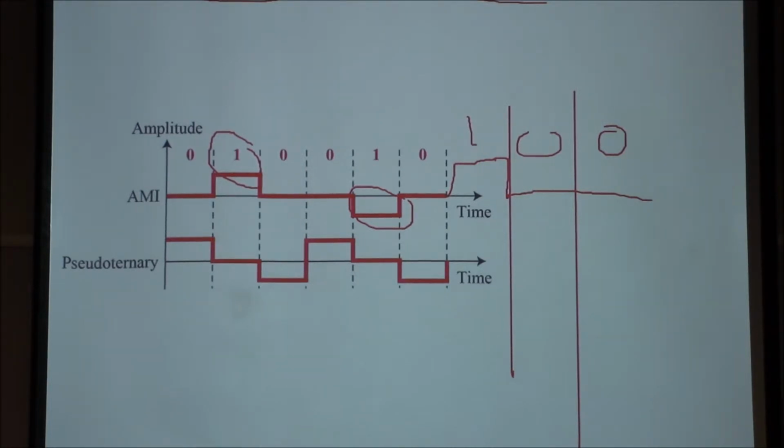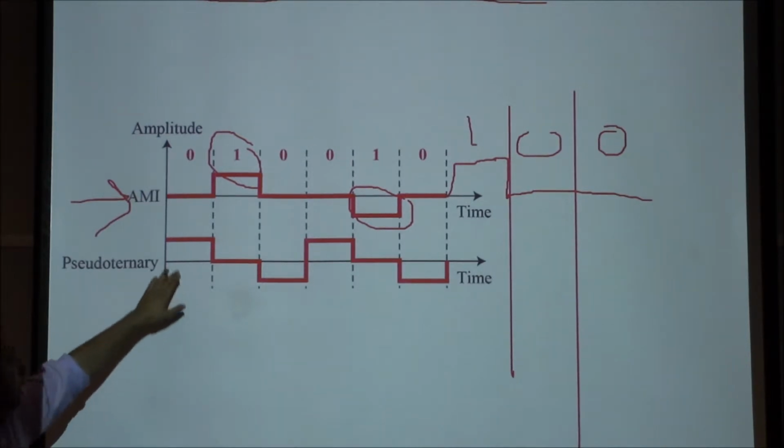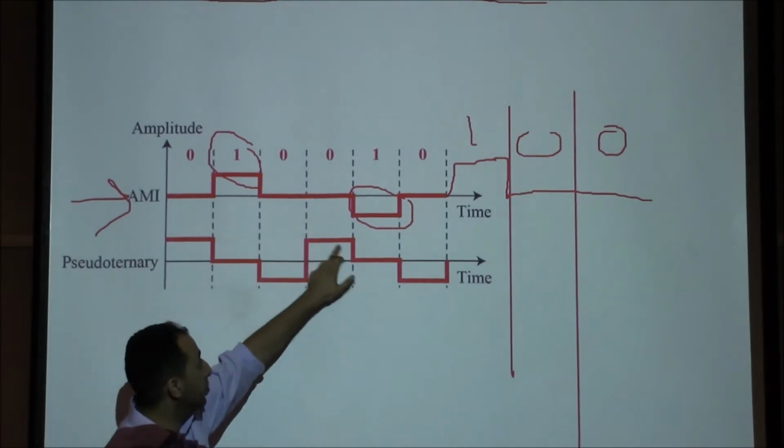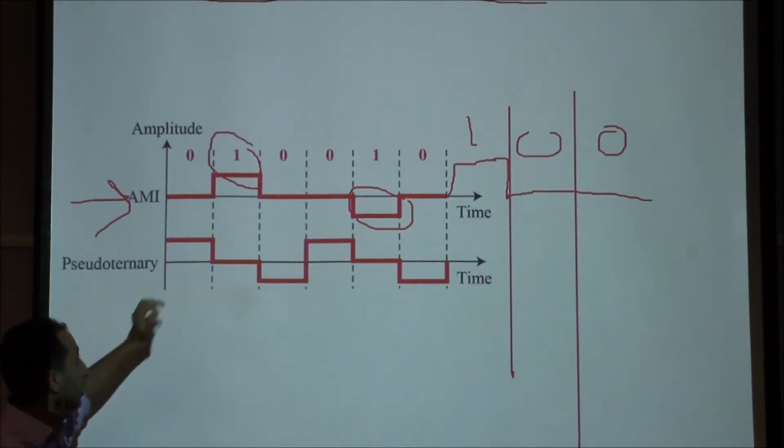Z2 ternary is exactly like AMI, just the opposite. We will alternate the polarity for 0 instead of 1. So zeros, as you can see here, will alternate the polarity: positive, negative, positive, negative. For 1, it will stay absence of signal.